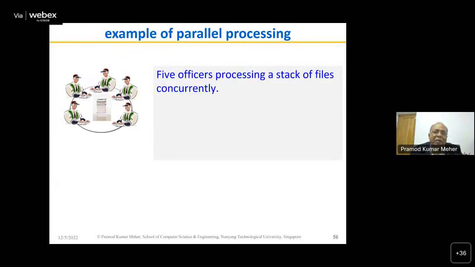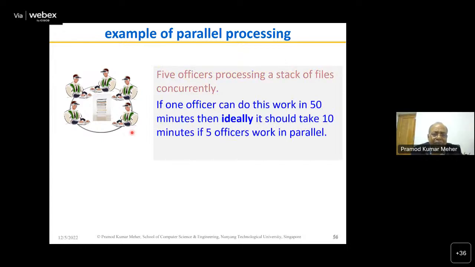I'll give the example of parallel processing. You have 5 officers processing a stack of 5 files, the stack at the middle here, concurrently. If one officer can do this work in 50 minutes, then ideally it should take 10 minutes if 5 officers work in parallel. So this becomes parallel processing. Here throughput increases 5 times, so 5 times more files are processed.